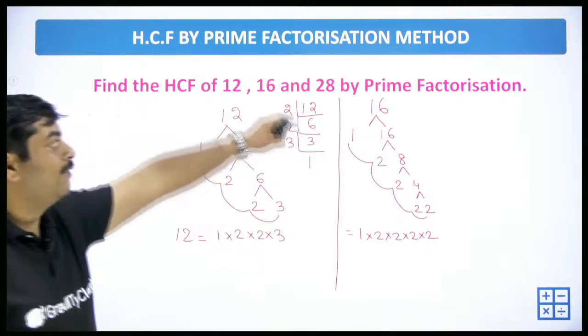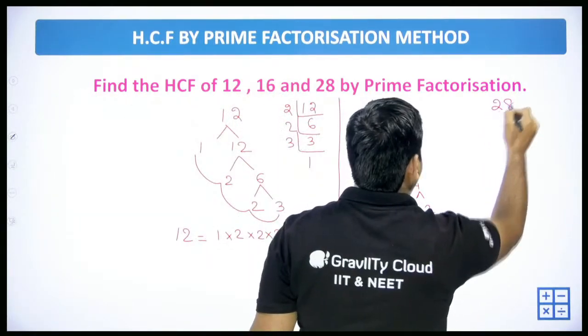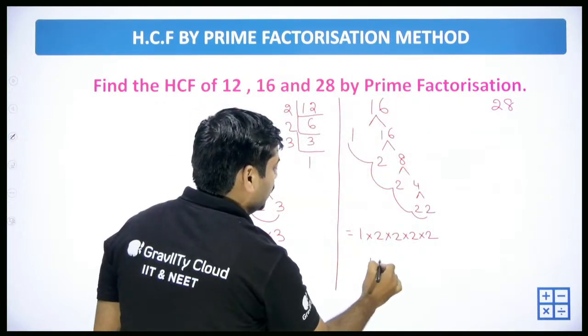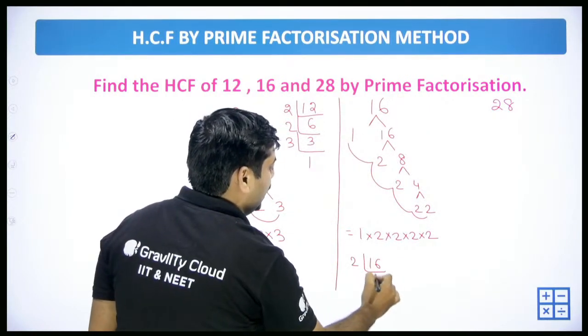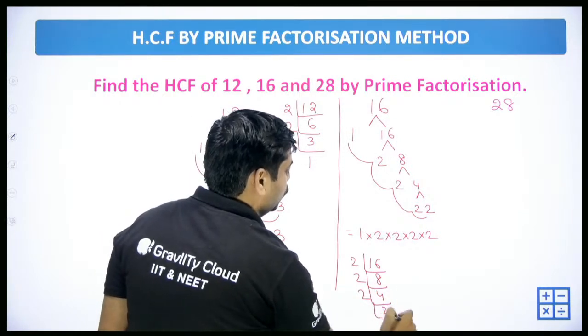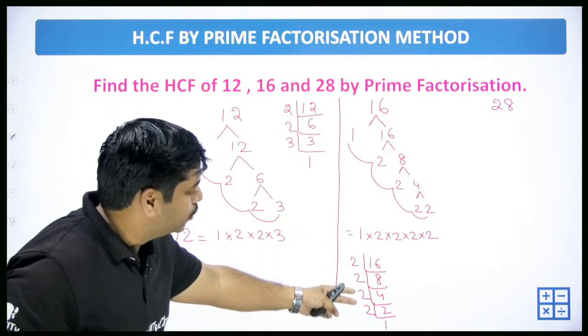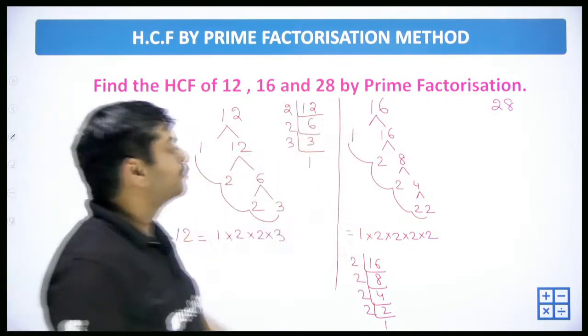In the same way, we have the next number, 28. Here also you can directly divide by 2: 2 eights are 16, 2 fours are 8, 2 twos are 4, and 2 ones are 2. So 2 into 2 into 2 into 2, you'll get the same answer.